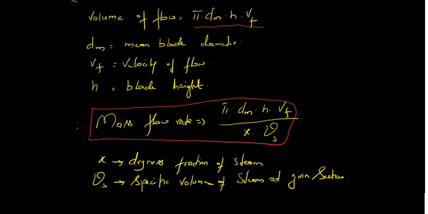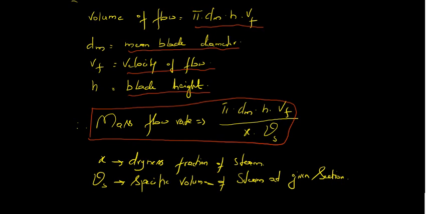Flow area means the flow will be occupying some area to a certain height, and therefore it is given in terms of pi d suffix m into h, multiplied by the velocity of flow. Yes, and what is this d suffix m? It is the mean blade diameter, and Vf is the velocity of flow, and h stands for blade height. If I am given the volume of flow, I can easily find the blade height looking at the pi, the mean diameter and the velocity of flow, right?